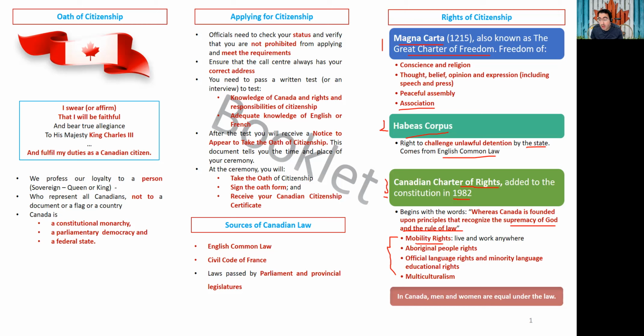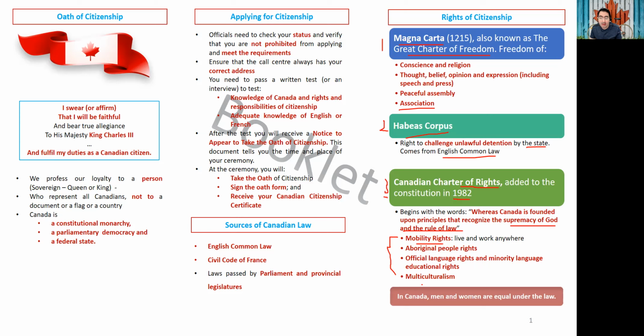Okay. The third right, the third Canadian right, is the official language rights, because actually in Canada we have two official languages, not only one. English is for the majority, and we have the minority which speaks French. The official language rights just say we should respect both languages, and the government should provide its services in both languages. So if you go to any government office, you can speak French or English in any place in Canada. So this is the official language rights and minority language educational rights.